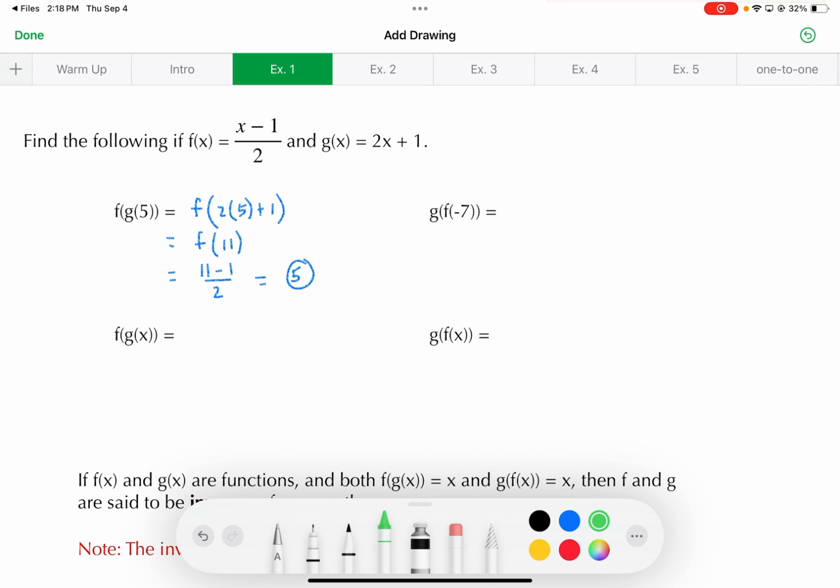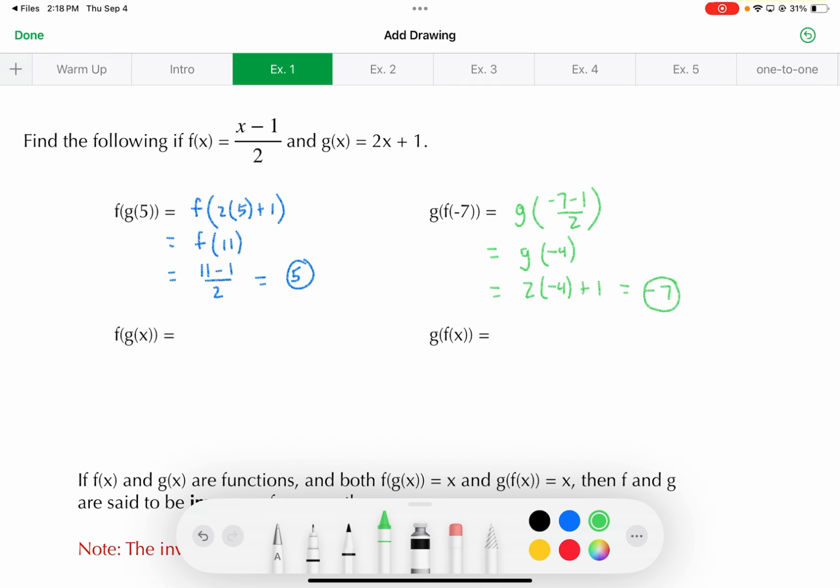g of f of negative 7, that would be g of negative 7 minus 1 over 2, or g of negative 4, right? Which is going to be 2 times negative 4 plus 1, or negative 8. I'm sorry, negative 7. Negative 8 plus 1, so negative 7. Once again, my input was negative 7 on the original composition, and the output is negative 7.